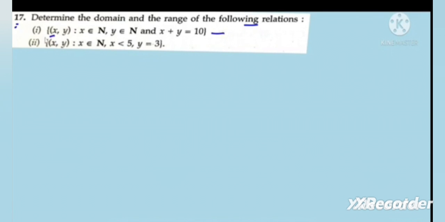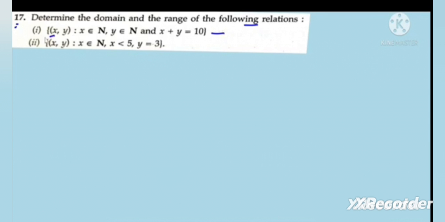Here in this sum it is given: determine the domain and the range of the following relations. The first one is all ordered pairs (x, y) where x and y both are natural numbers and x plus y is 10. So we have to find the set of natural numbers whose summation is 10. First we find those in the set builder form, then we pick up the first elements of the ordered pairs for the domain set, and in the range set all the second elements of y.